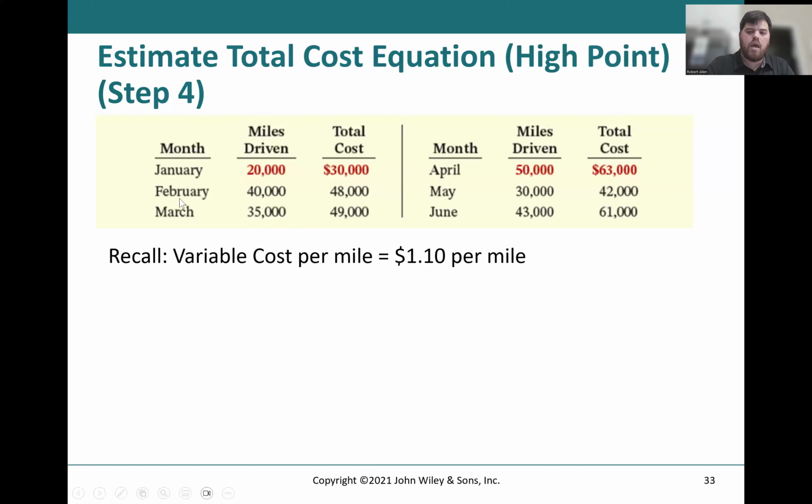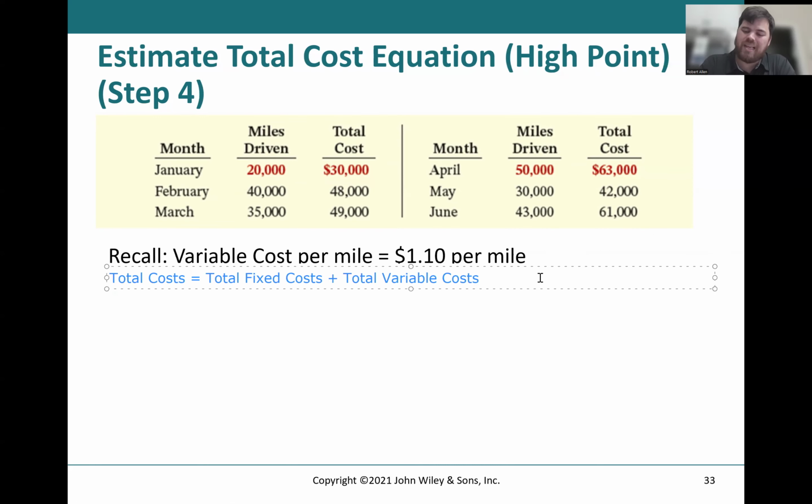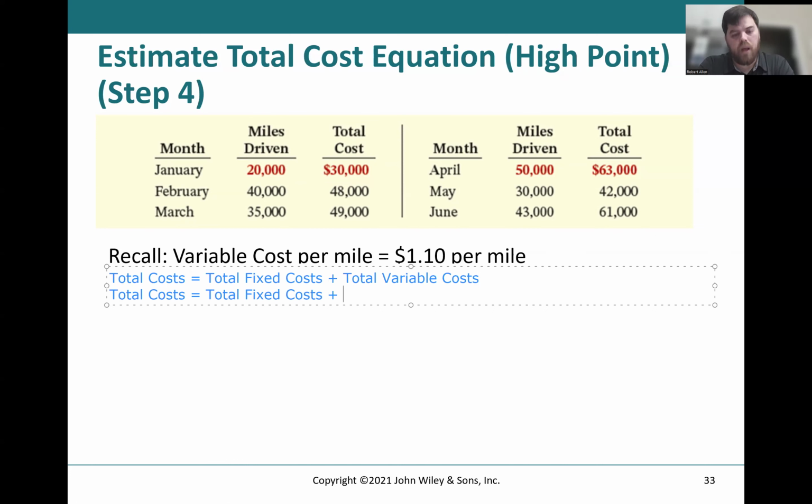And we're going to estimate the high point. So once again, we're going to write our equation. Total costs equals total fixed costs plus total variable costs. And you notice I could have just kept this from the previous one, but I think it's important that we rewrite this a lot of times so that we don't forget it. So total cost equals total fixed costs plus total variable costs per unit times the number of units.